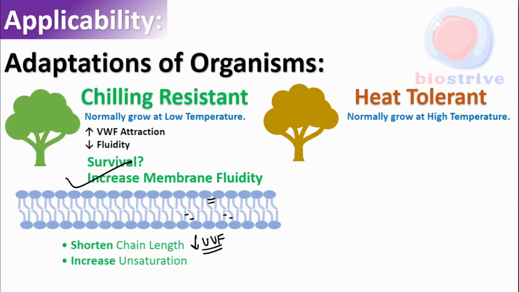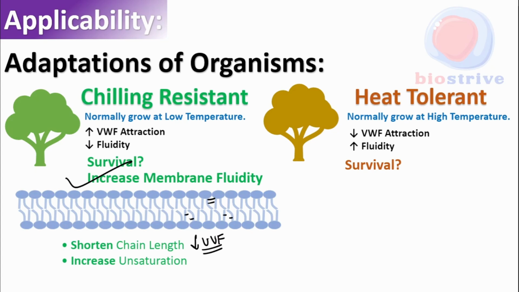All right. In contrast, what happens in heat tolerant plants or the plants which grow at higher temperature? At higher temperatures we have lower van der Waals forces of attraction because heat provides more kinetic energy to molecules. The fluidity will also increase because there is lesser attraction. There will be more kinetic energy and there will be more fluidity. So if the temperature further increases, the membrane may melt away and all the content may leak out.